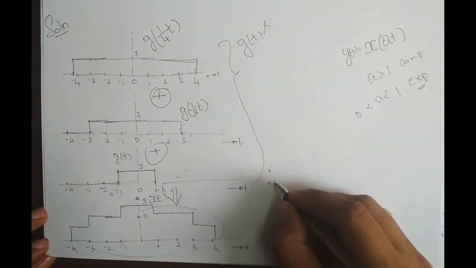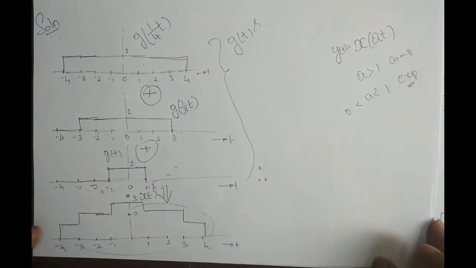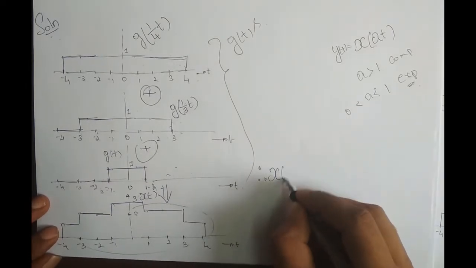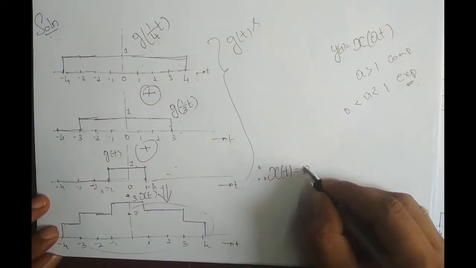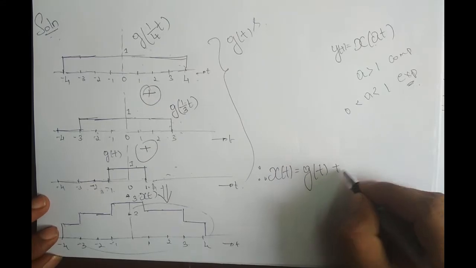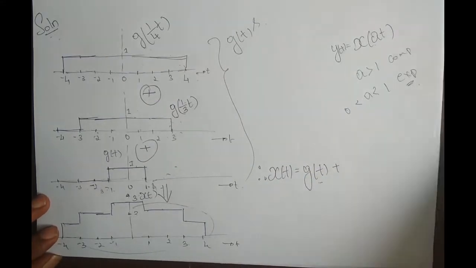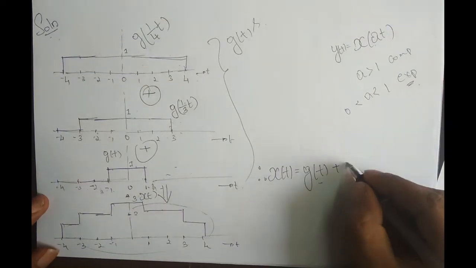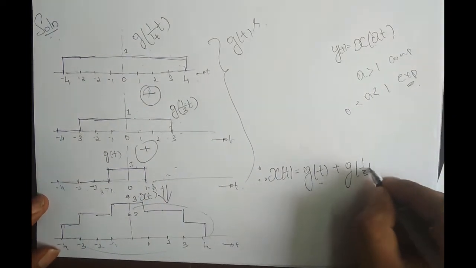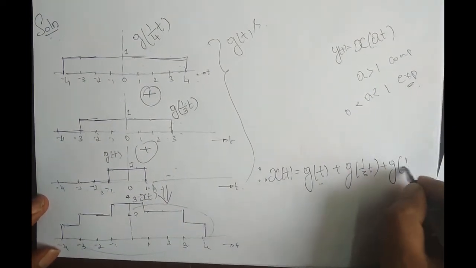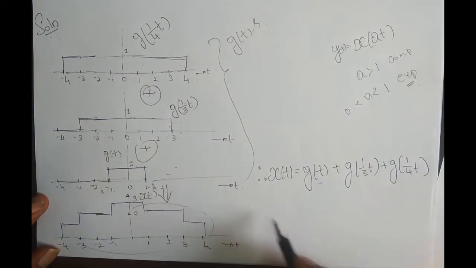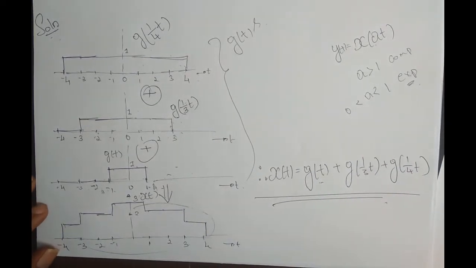So this is not enough, I need to put it in a mathematical equation. Therefore x of t is equal to g of t added with, what is g of t? g of t is given, right? g of t is this signal. g of t added with g of 1 by 3t added with g of 1 by 4t. So this is the solution.